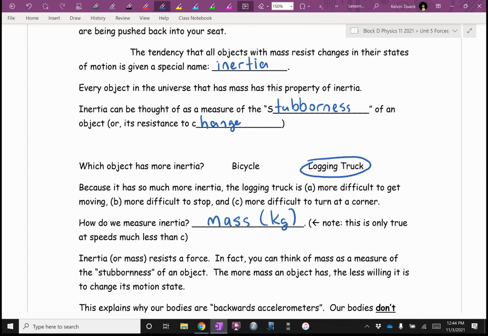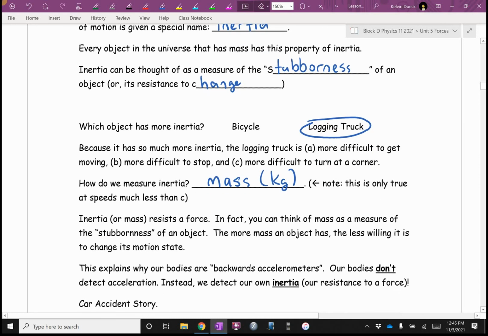A paperclip has not much inertia. That means you can accelerate a paperclip just by flicking it with your finger. Okay? Semi-truck, can you accelerate it by flicking it with your finger? No, more inertia. Inertia, mass, resists a force. You can think of mass as a measure of the stubbornness of an object. The more mass an object has, the less willing it is to change its motion state.